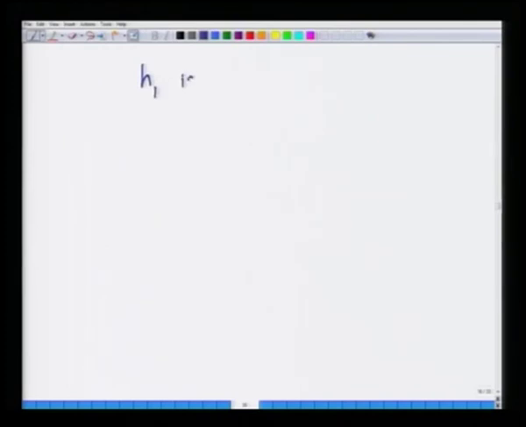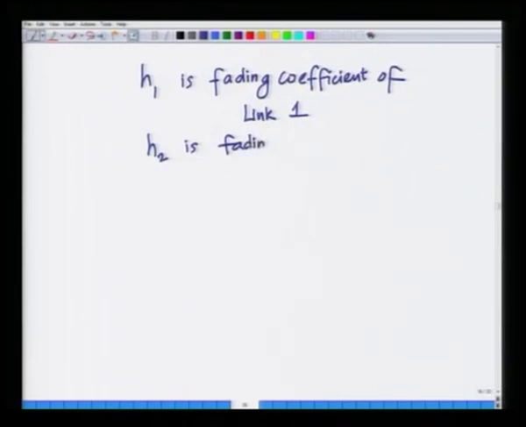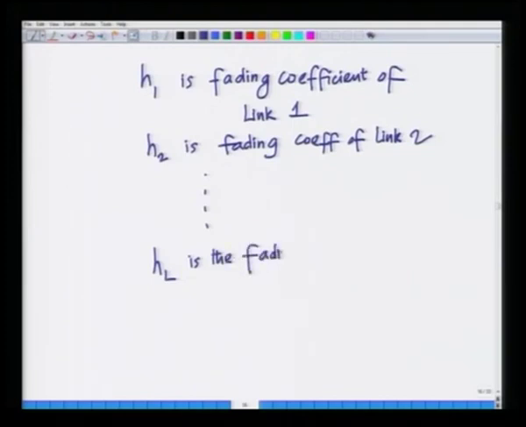h1 is the fading coefficient of link 1, h2 is the fading coefficient of link 2, so on and so forth. hL is the fading coefficient of link L. There are L links, so there are L fading coefficients, because each link is different from the other link and each link is associated with a fading coefficient.